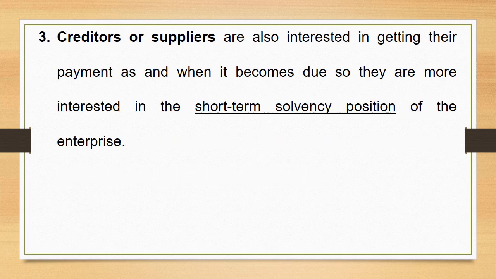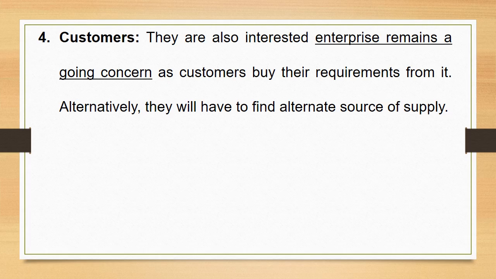Creditors or suppliers are also interested in getting their payment as and when it becomes due. So they are more interested in the short-term solvency position of the enterprise. Next, customers. Being customers, they are also interested in the financial statements because they want to ensure that this company is going to continue its operations in the near future. The reason is very clear. If the company is thinking of winding up, then as a customer, they would like to find an alternate source of supply of goods.